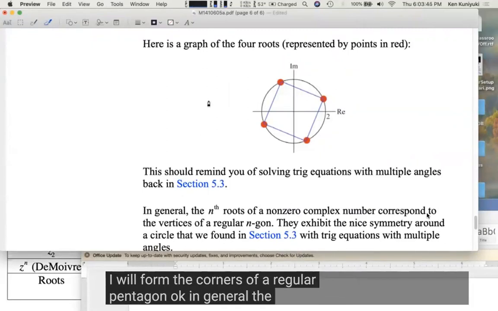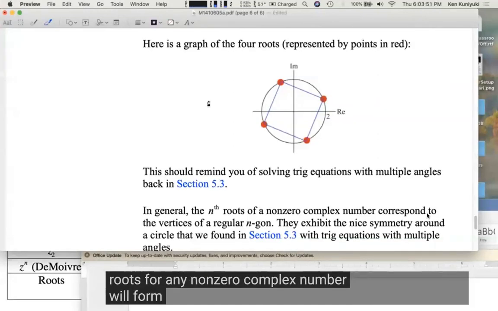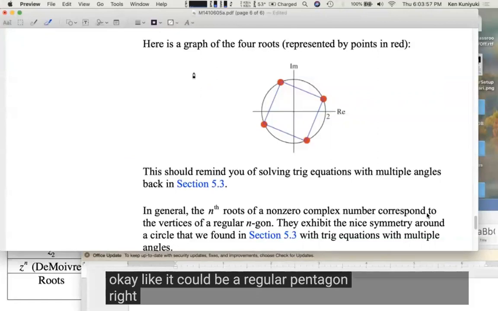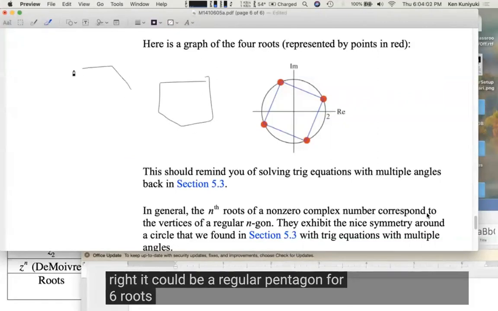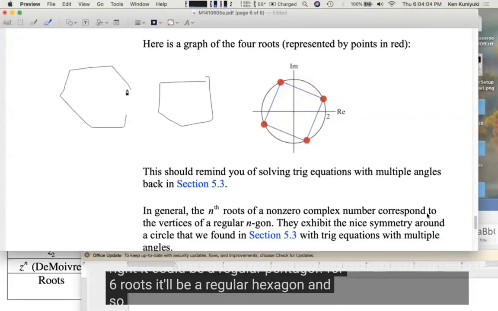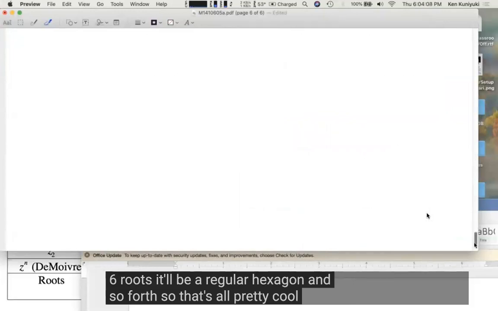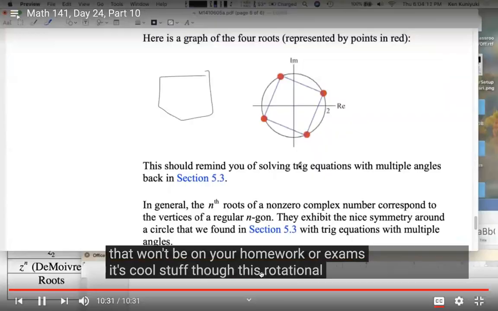In general, the n complex nth roots for any non-zero complex number will form the corners of a regular n-gon. It could be a regular pentagon. For sixth roots, it'll be a regular hexagon, and so forth. So that's all pretty cool. But that won't be on your homework or exams. It's cool stuff, though, this rotational symmetry.